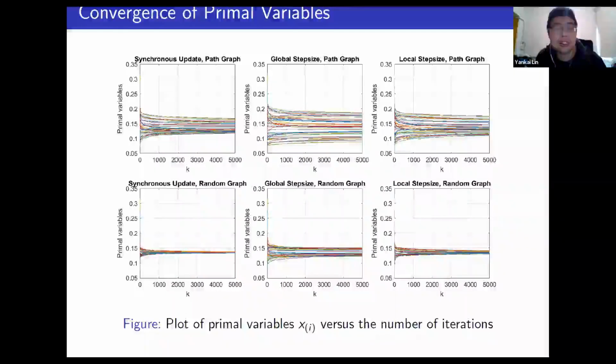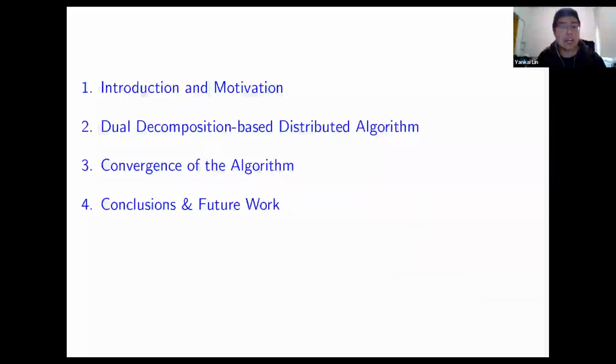There are still discrepancies along the 50 agents, while for those updates using random graphs, you can clearly see the consensus: when K goes to 5,000, they almost reach consensus, at least graphically. So it shows that the graph with more edges heuristically can help accelerate the convergence of the algorithm. And now I'm going to conclude and present some future research directions.